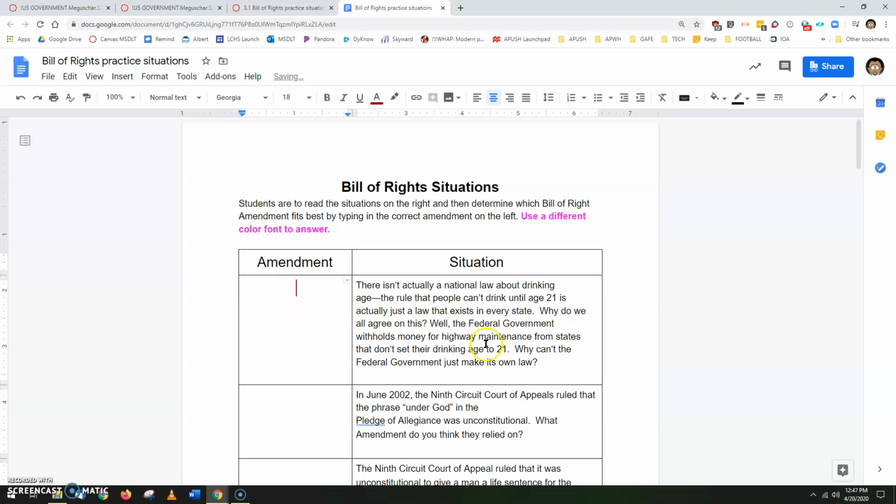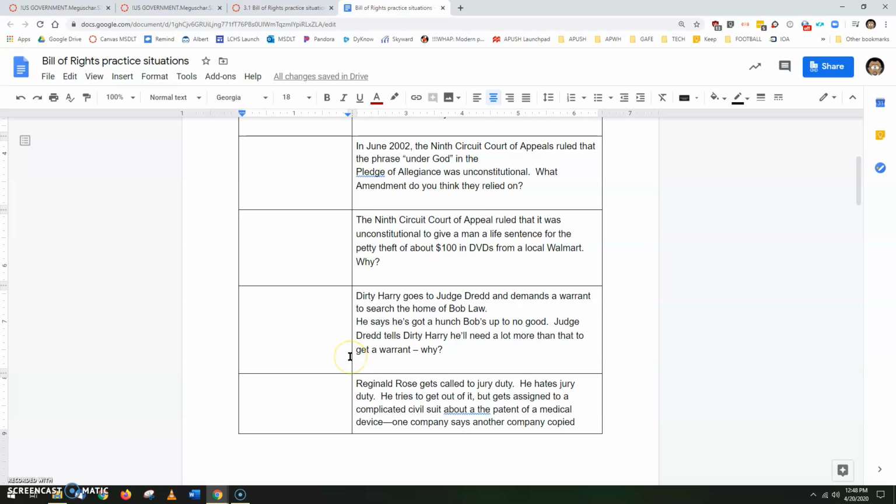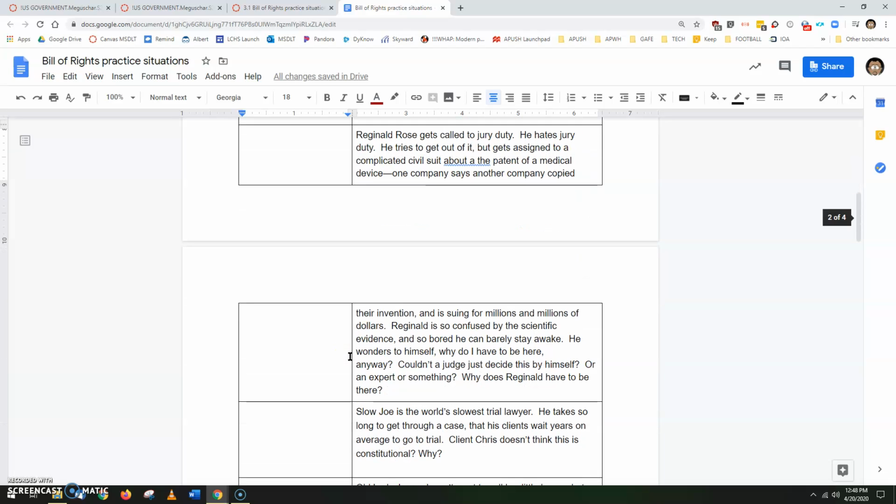You may argue, though, what about the 18th or 21st Amendment? That just allows the law to say if you can or cannot drink. So, anyway, there's a couple of other ones in here that people missed a lot.